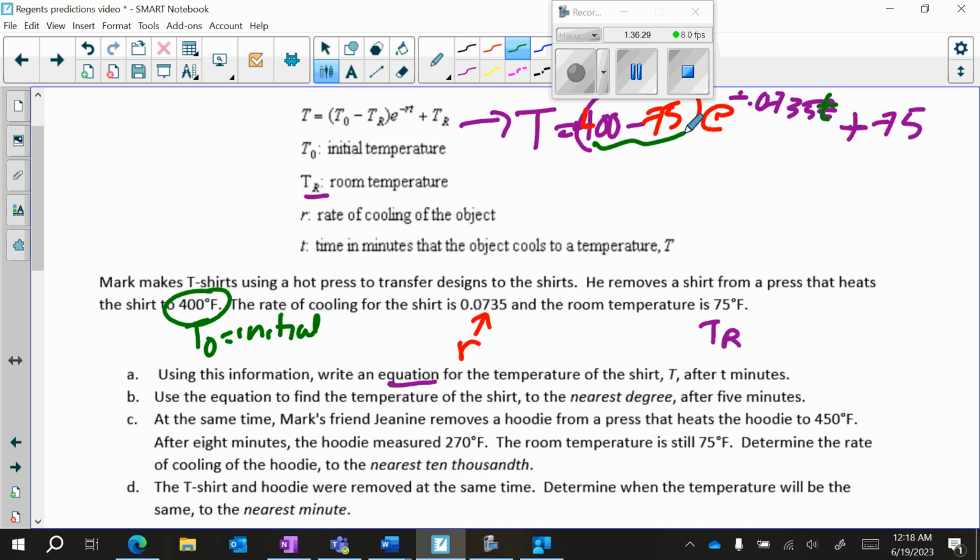Then it says using this equation, find the temperature of the shirt after 5 minutes. So you're just going to plug in little t equals 5 into here. Okay, so you just use the same equation, plug in, put in the calculator, solve.